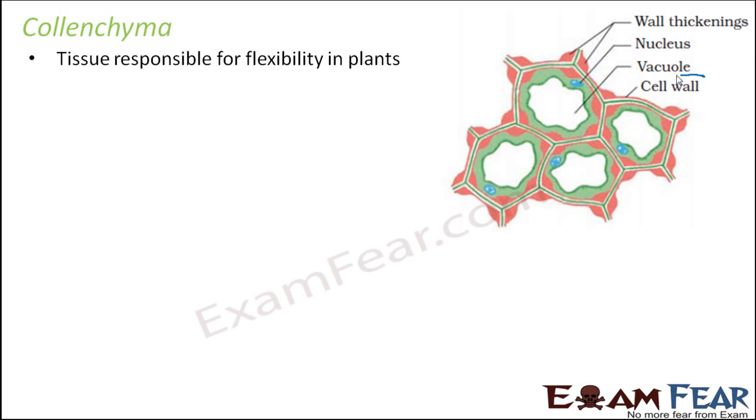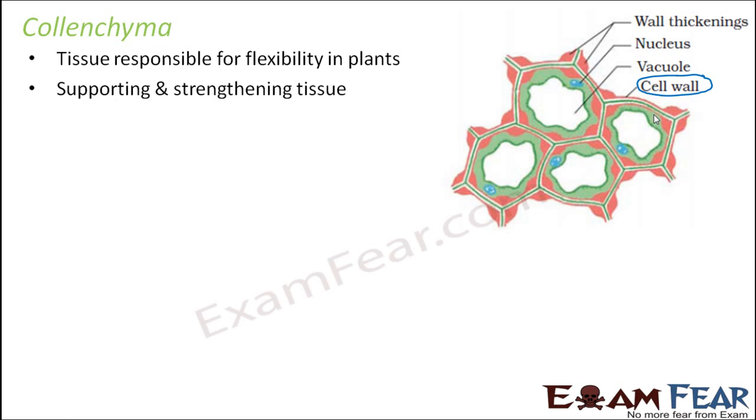Secondly, if you look at the cell wall, the cell walls are quite thick, right? It's quite thickened at the corners. So this is the supporting and strengthening tissue. So what can we say is the function of collenchyma? Support and strength. As I said, if the plant has strength, only then even if you twist it, it will not break, at least up to an extent, right? So collenchyma will give support to the plant and it will also give flexibility and strength.